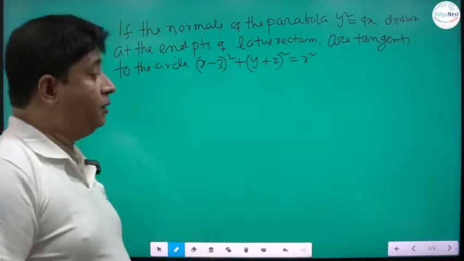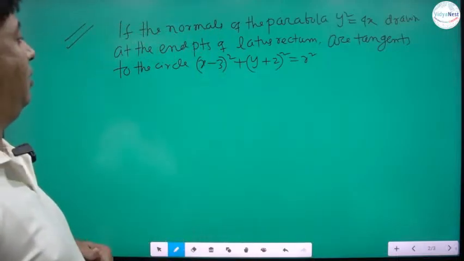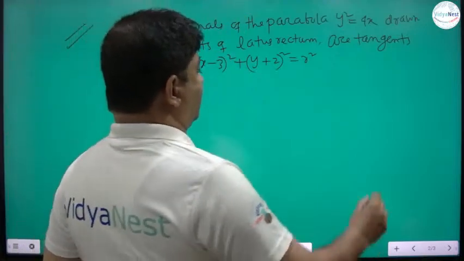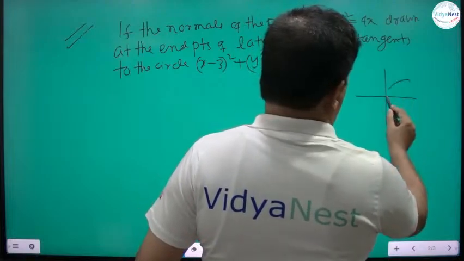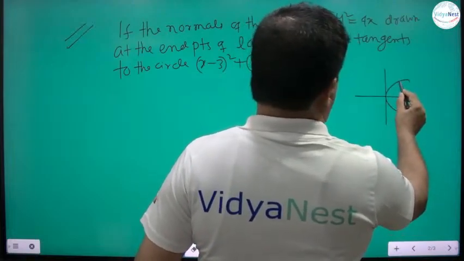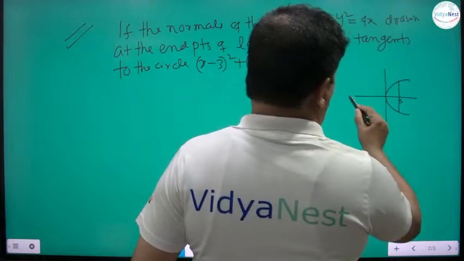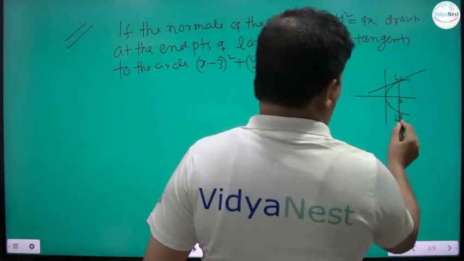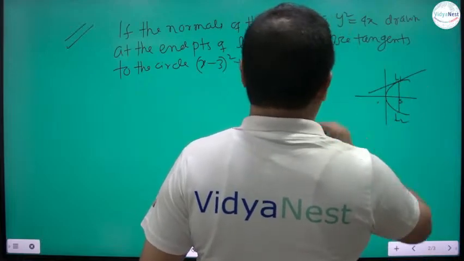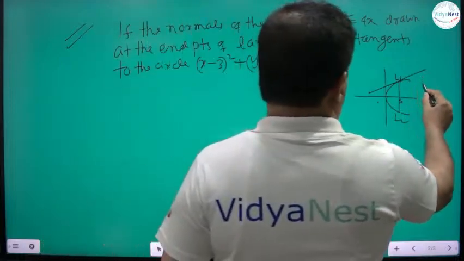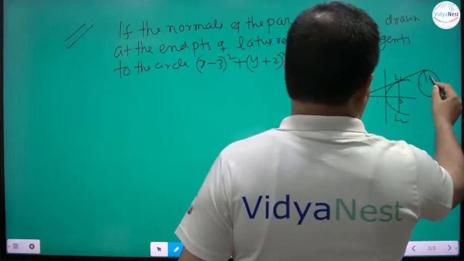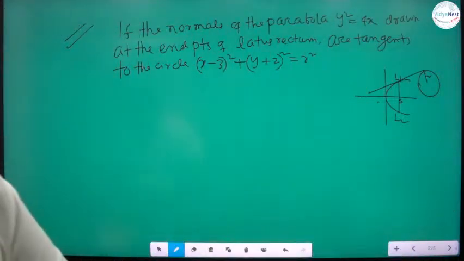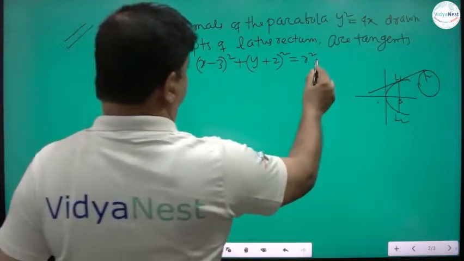Okay, that means the normals are drawn at which point? At the end points, the extremities. It is like this. That is the latus rectum. On S it is drawn, L1, L2. The normal is drawn either at this point or at this point. The normal touches another circle, and that is R. Now what to find? Let's see.